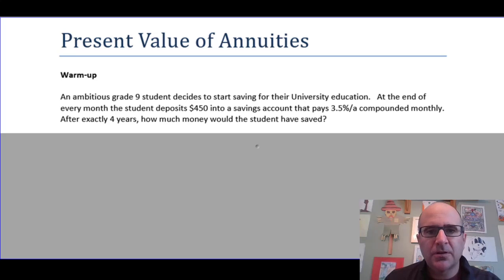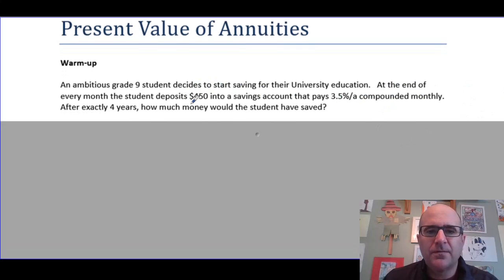So the first thing we're going to look at is an example that's basically review. We have an ambitious grade 9 student saving for their university education. At the end of every month, the student deposits $450 into a savings account at 3.5% interest. They do that for 4 years. And the question is, how much money would the student have saved?